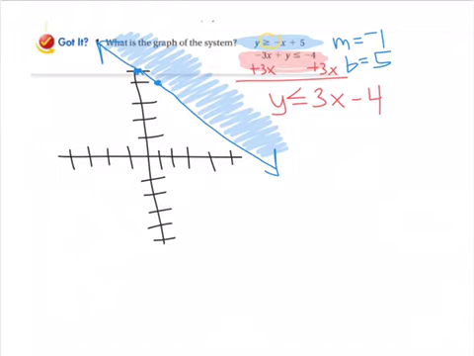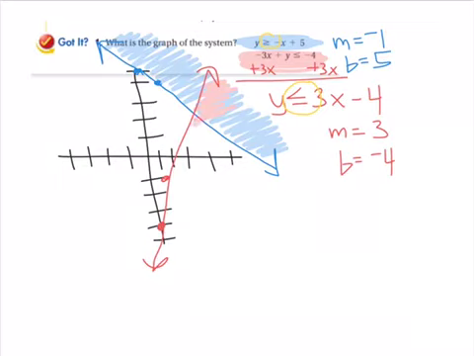And now I can go ahead and start to graph this. So my slope is 3. My y-intercept is negative 4. Slope is positive 3, so up 3 over 1. And if I look at my inequality symbol here, it's a less than or equal to, so that tells me solid line. And since it's less than, I will be shading everything below this red line.